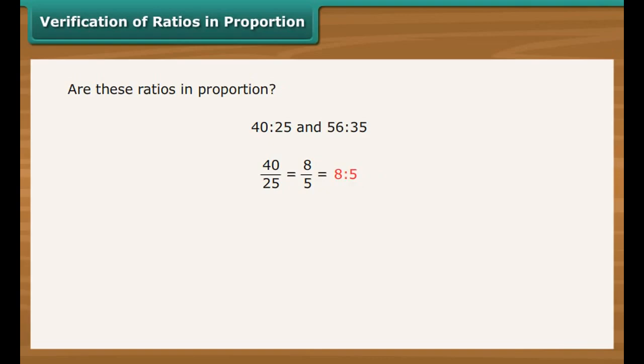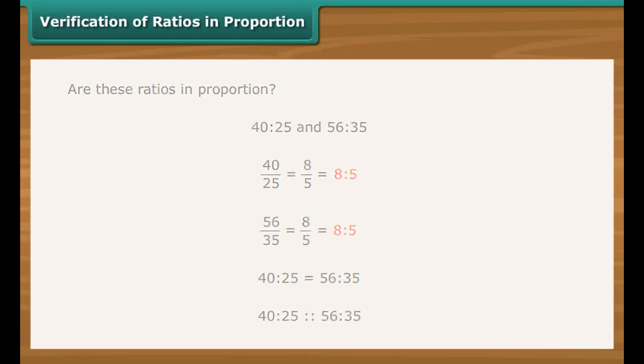Now consider these two ratios. 63 liters is to 35 liters and 28 kgs is to 21 kgs. 63/35 is equal to 9/5, that is 9:5. 28/21 is equal to 4/3, that is 4:3. Therefore, 63:35 is not equal to 28:21. We say that the ratios are not in proportion.